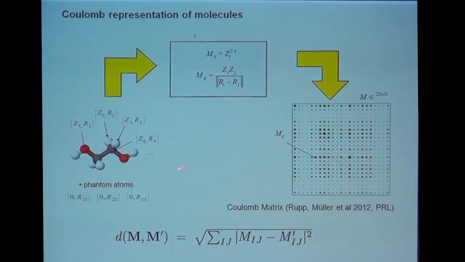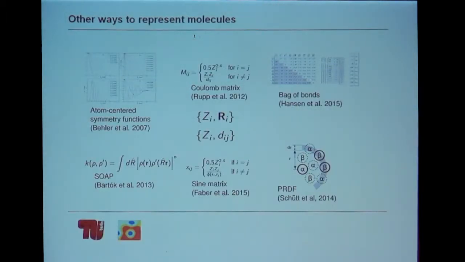And if you want to represent it, you can, for example, represent it as the Coulomb interaction between the ith and jth atom, and then you get a matrix, okay? So you compare two molecules by just taking the Frobenius norm. So this is a very simple representation that we came up with. There are many others. This is an active field now. Two years ago, only in the US, there were 10 workshops on that.